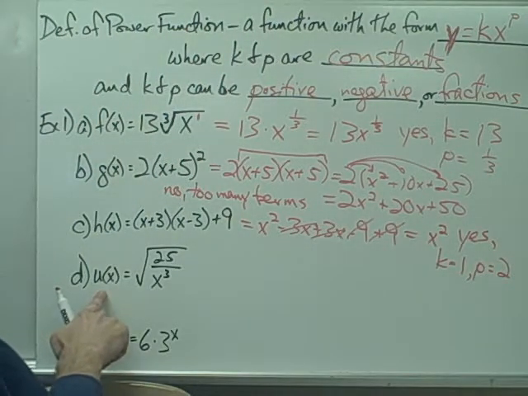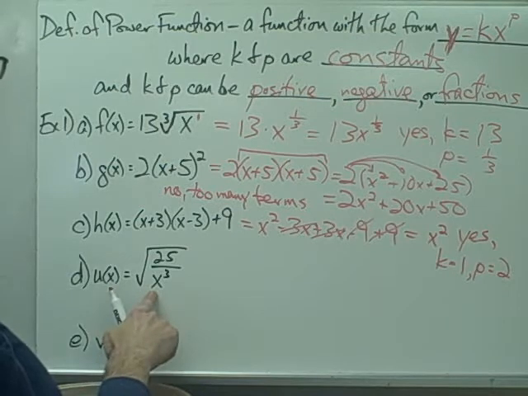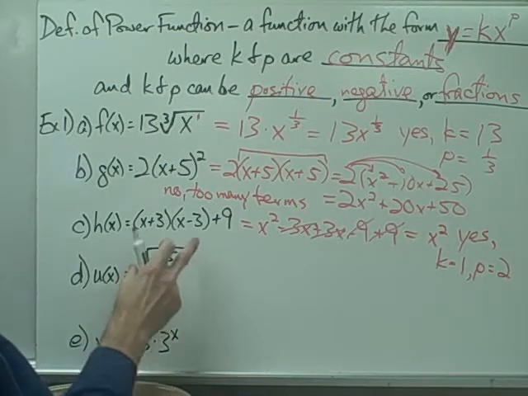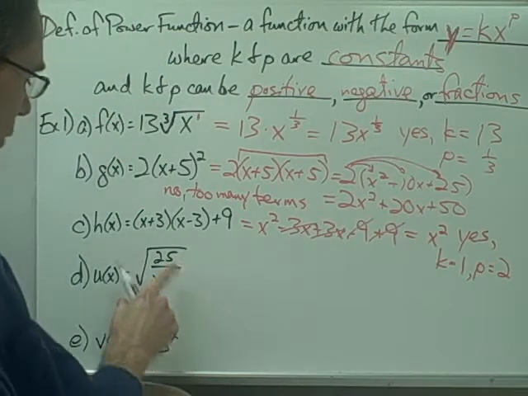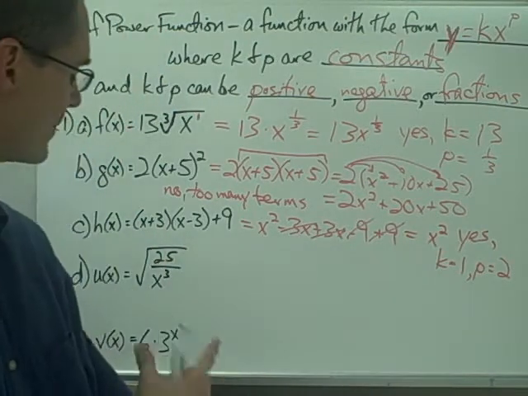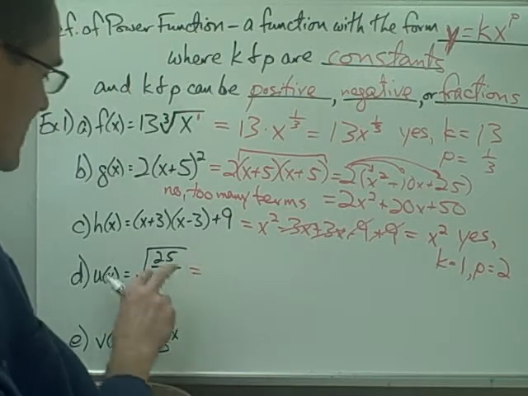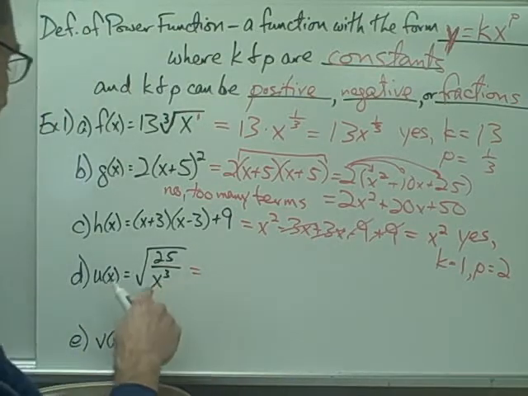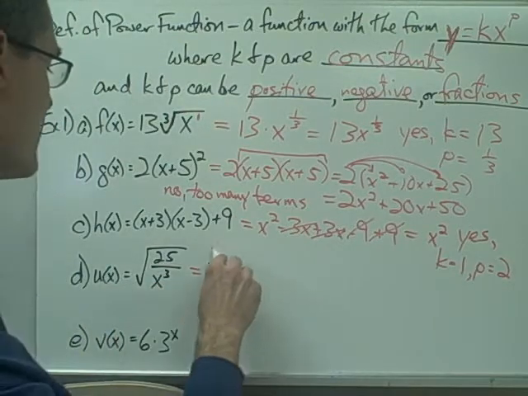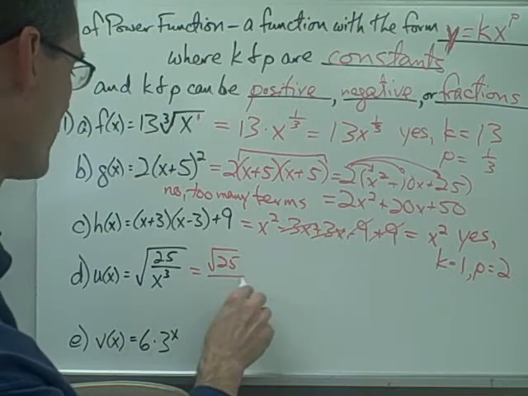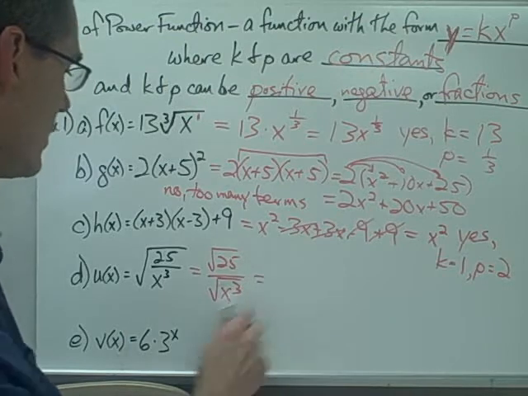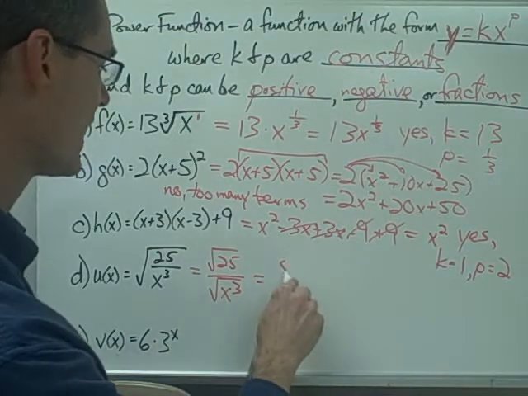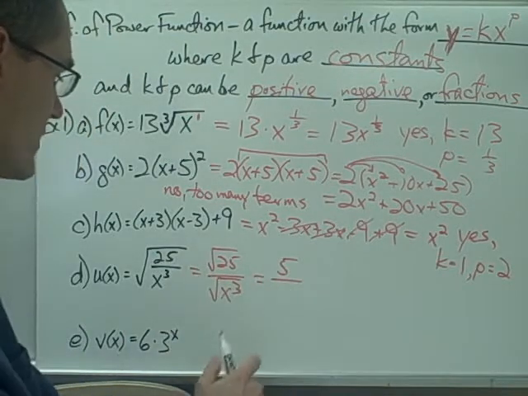All right, how about example 1D? Is this function a power function? Well, again, since I've got this radical sign in there, it's kind of hard to tell, 1, if it's a power function, and 2, what K and P are going to be. So let me see if I can maybe simplify this, write this in a slightly different form. So first let me write this as square root of 25 over the square root of x cubed. Now I know the square root of 25 is 5, so I can get rid of that radical sign.